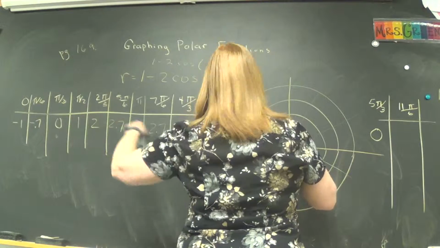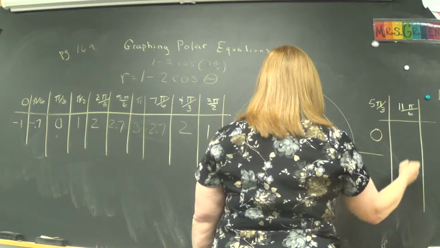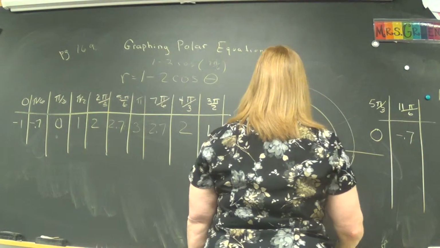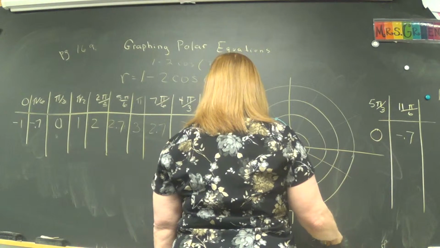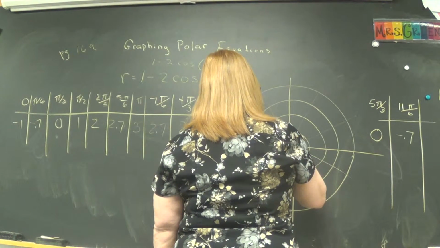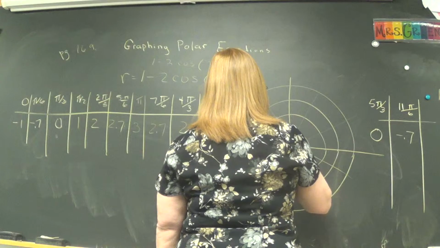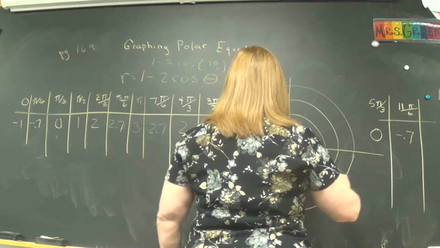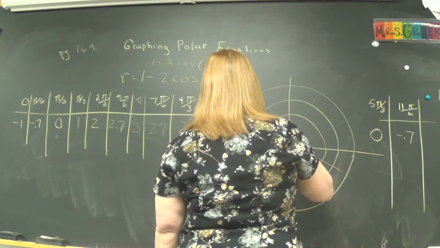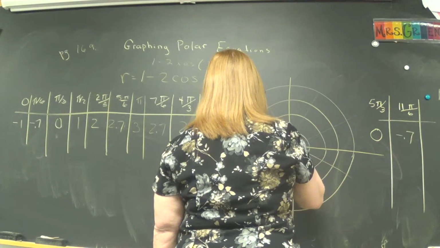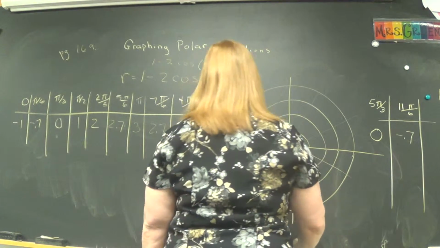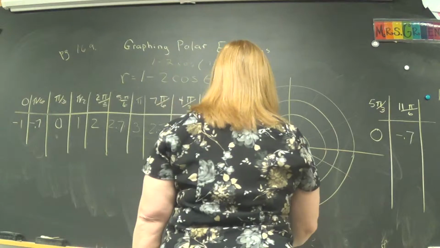Alright, back to where we were, but on a different angle. What angle are we on? 11 pi over 6? Are we on 2 pi? Oh, yeah, we can do 2 pi as well. I didn't plug it in, but I'm going to guess that it's -1. Yeah, it is. Alright, I'll put that up.